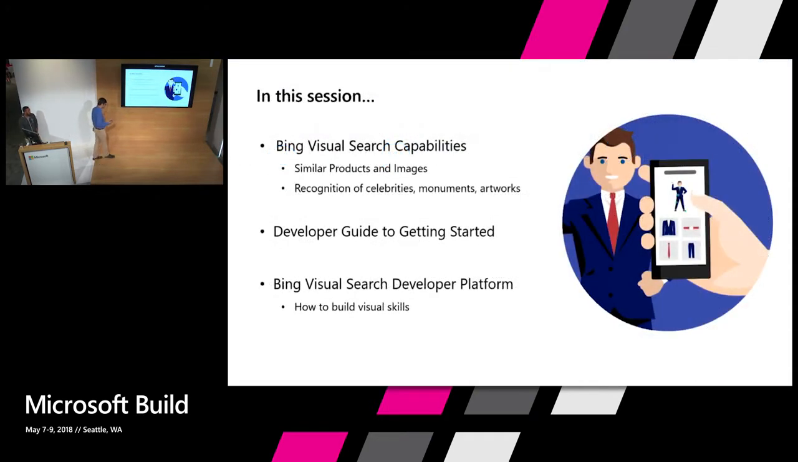So as I talked about, 2 different things, right? One is Bing Visual Search API in itself. You can build a lot of cool applications. I'm going to talk about that quite a lot. And the second thing is Bing Visual Search Developer Platform that we released yesterday in alpha. And Ravi is going to talk about that. He's also going to show a cool demo.